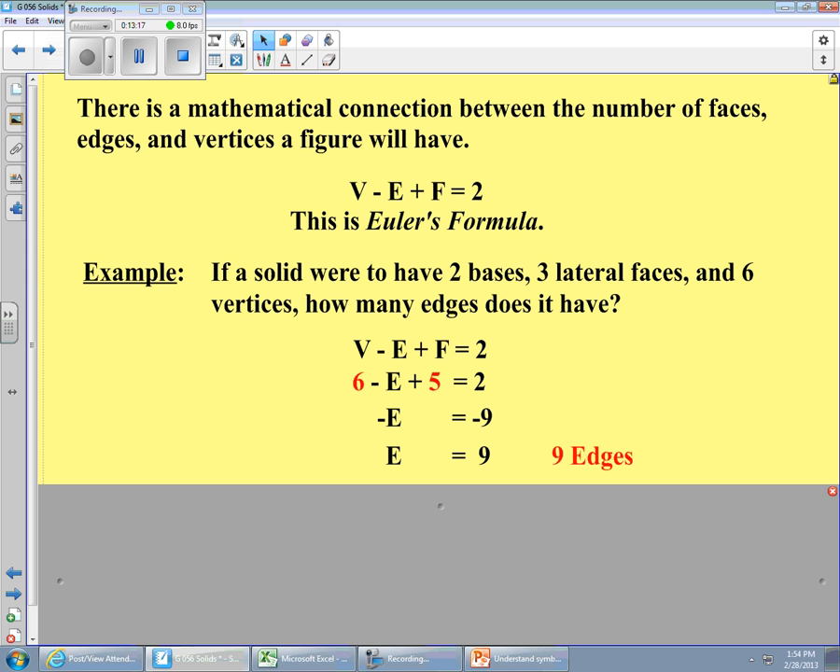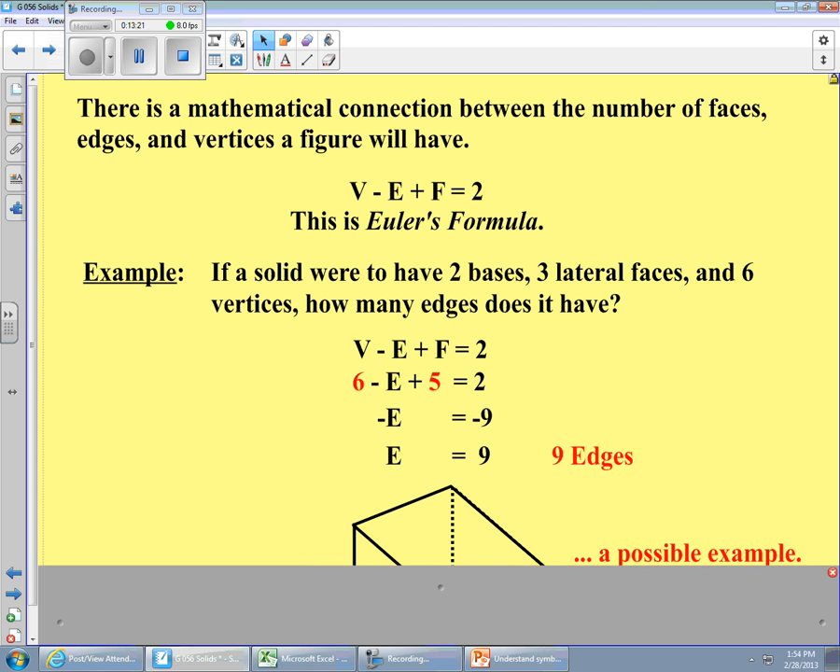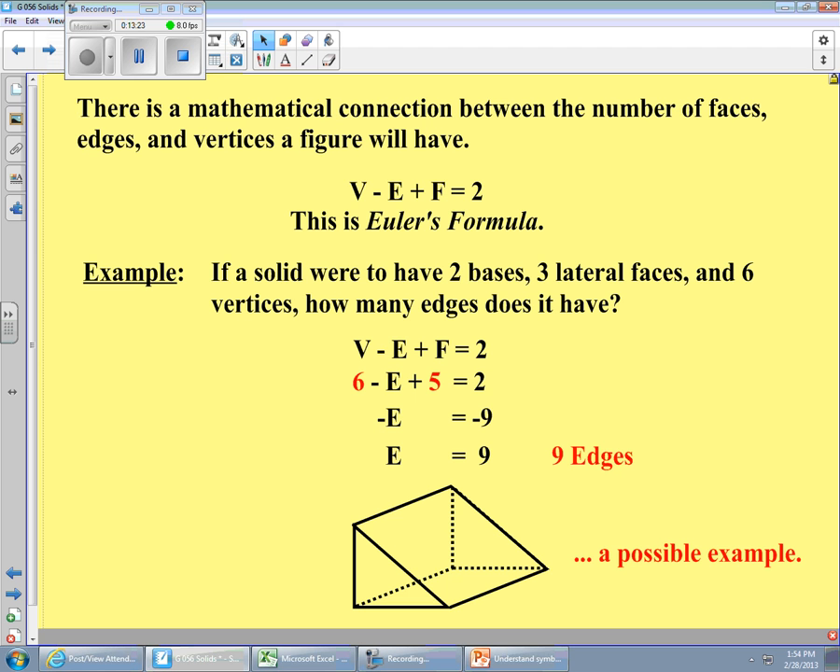And just in case you might be curious, what kind of a figure could have 5 faces and 6 vertices and 9 edges? Well, it could be this guy. There's other possible examples. I just threw one together just for grins. But Euler's formula is very simple to work with, but we do have to get it memorized. We got to have it in our brain just in case it's needed.